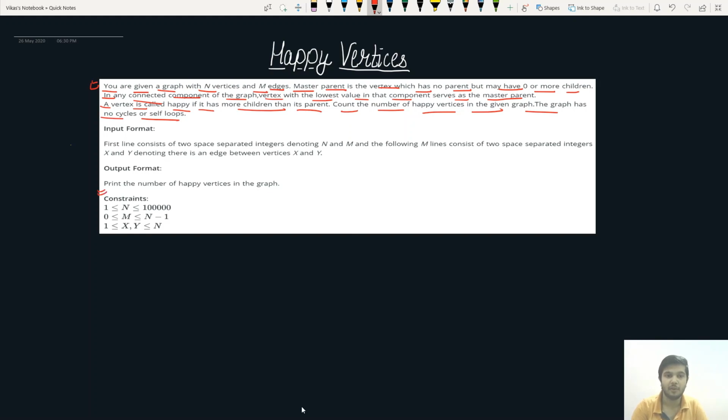So n represents the total number of nodes, and it lies between 1 to 10 to the power 5. M represents the total number of edges, and it lies between 0 to n minus 1. And x and y represent that there is an edge between x and y. So these are our constraints.